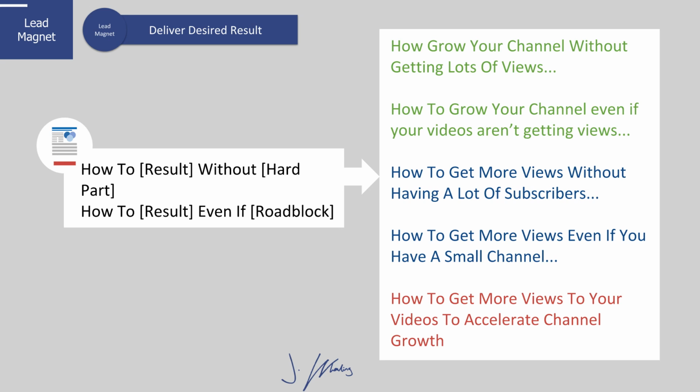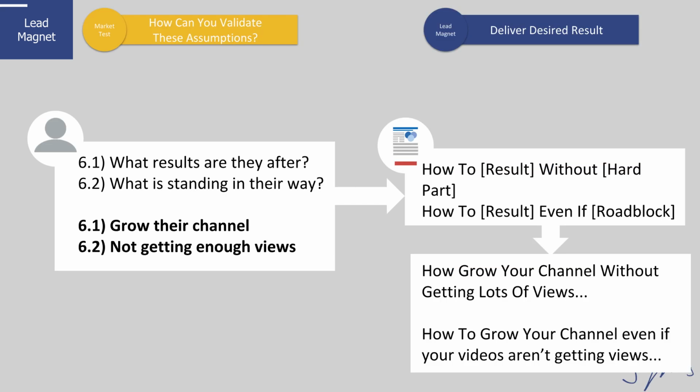So again, these are just examples. The sky is the limit in terms of what you can do with these formulas. And once you have 2 or 3 that you really like, you can actually begin to put together your lead magnet. And of course, it's important that your lead magnet actually does help someone get closer to the result that they're looking for.